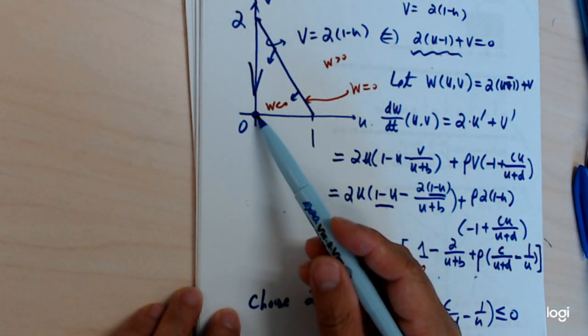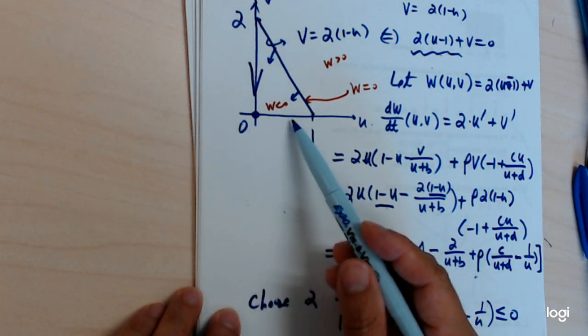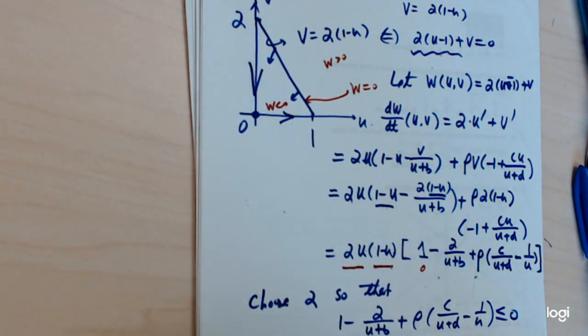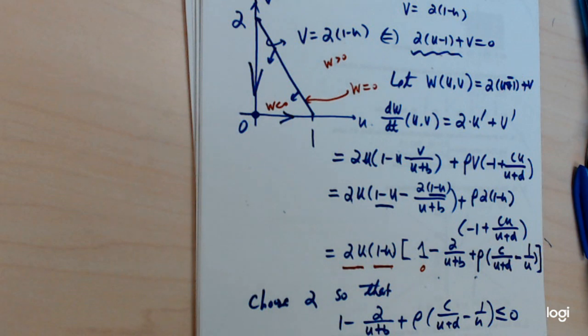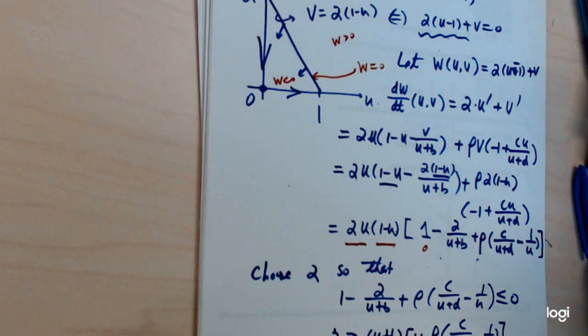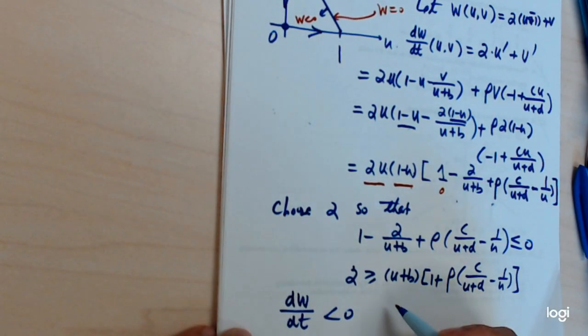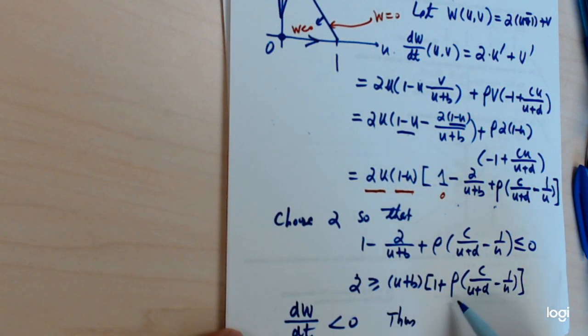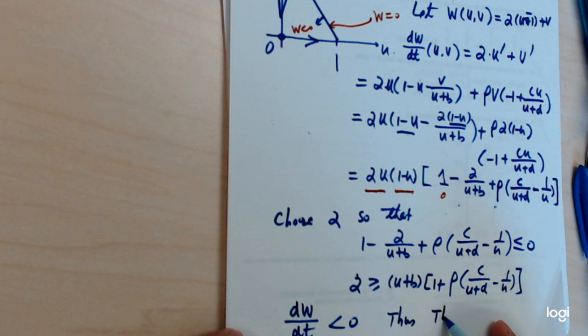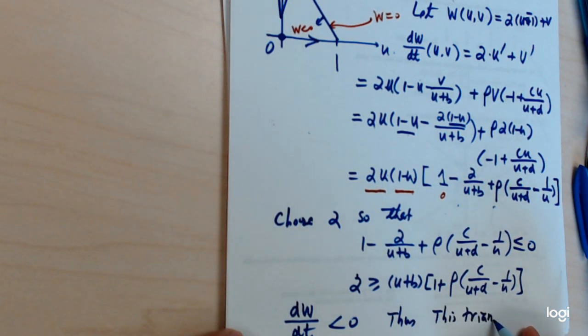Keep in mind, (0, 0) is a saddle. Between 0 and 1, along this edge, it goes like this. So there's no place where the trajectory will leave the triangle region. That's why we call the triangle invariant. This is something you need to verify. Thus, this triangle is invariant.